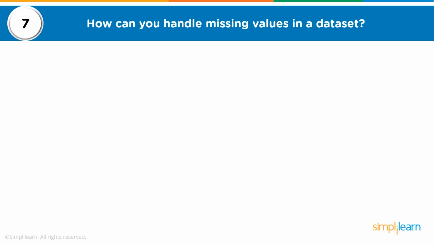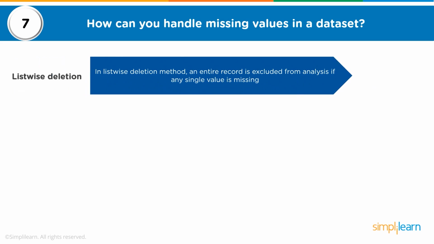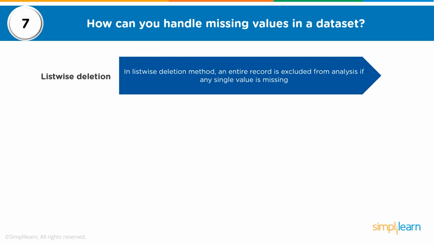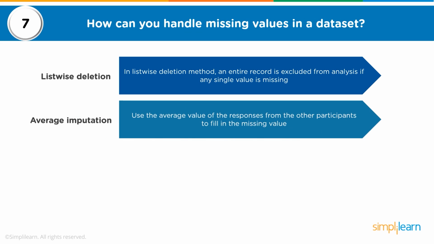Number 7, how can you handle missing values in a data set? Listwise deletion. In the listwise deletion method, the entire record is excluded from analysis if any single value is missing. Sometimes we're talking about records. Remember, this could be a single line in a database. So if your SQL comes back and you have 15 different columns, every one of those that has a missing value, you might just drop it just to make it easy because you already have enough data to do the processing.